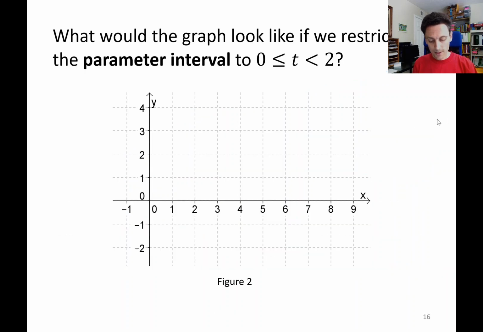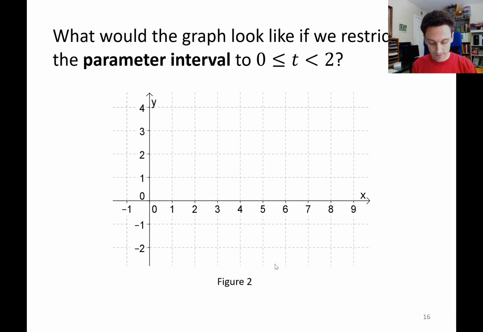What would happen if we restricted the parameter interval, which is the interval of t, so that t goes from 0 to 2, including 0 but not including 2? Well, what that's going to do is just take a little piece of the graph that we were just looking at and only restrict the graph to that part of the original graph.